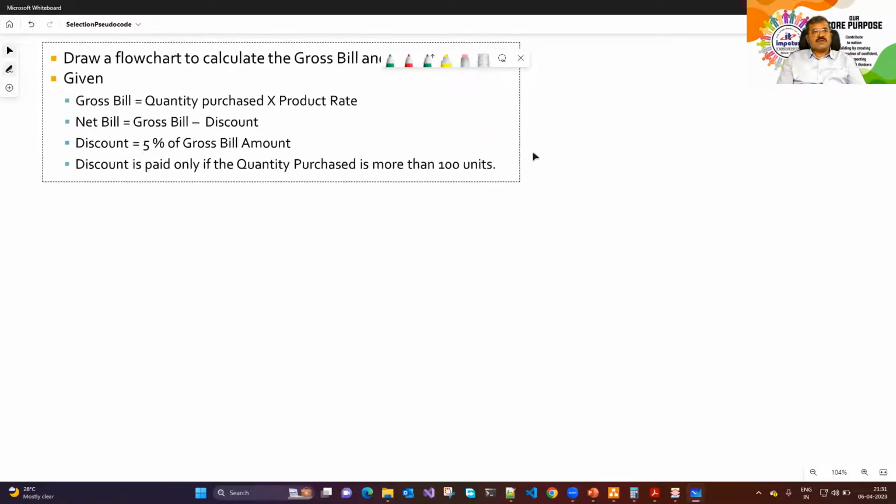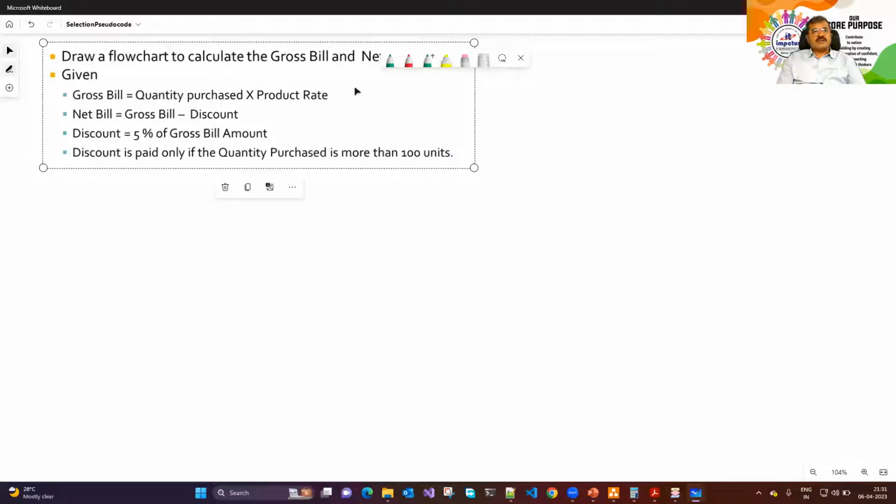This font size is good enough for us to read. It says calculate the gross and net bill. Like last time, gross bill amount is quantity purchased into product rate. Net bill amount is gross bill amount minus discount. Discount is 5% of gross bill amount, but discount is paid only if the quantity purchased is more than 100 units. So there's a condition. We give a discount of 5% only when the quantity purchased is more than 100 units. If the quantity purchased is below 100 units, we will not give a discount. So let's write a pseudocode for the same.